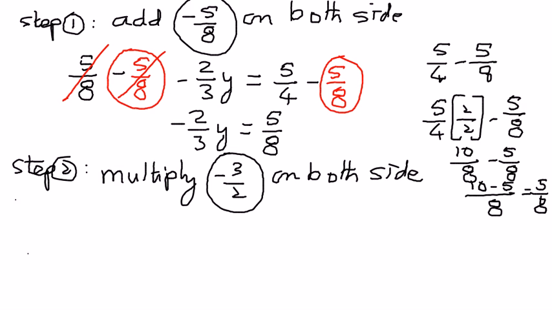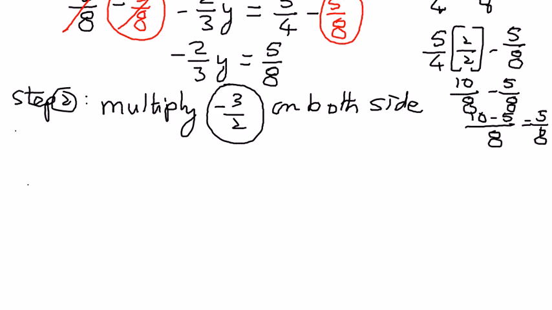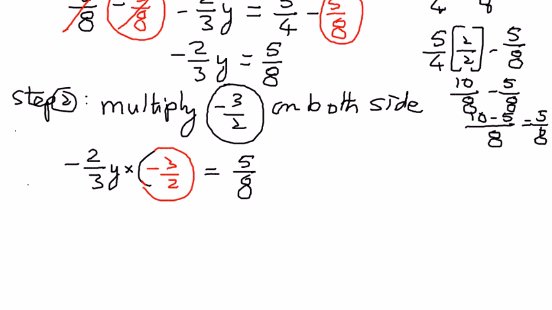And when we do that, this is how it's going to look. Negative 2 over 3y times negative 3 over 2. Let me write this in another color. Negative 3 over 2 is what we are multiplying by, is equal to 5 over 8 times negative 3 over 2. That is what we have.